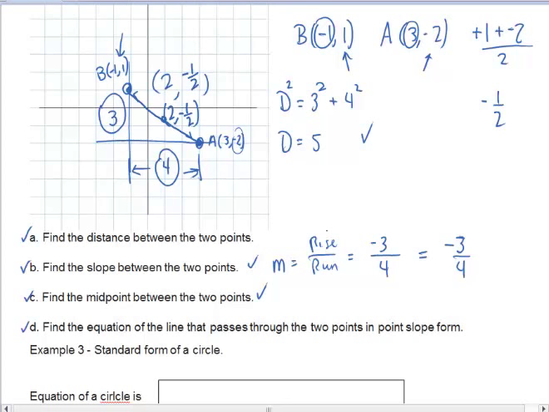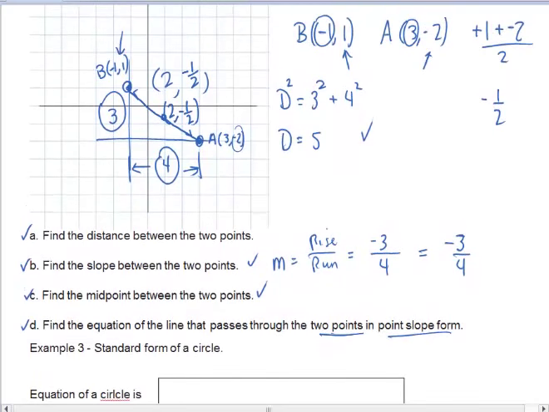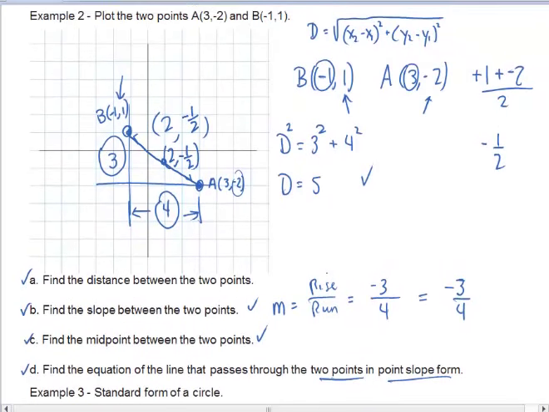those 2 points. The last part of the problem is, can you find the equation of the line that passes through the 2 points and put it in point slope form? So in order to do this, you would need to write out your equation in point slope form. y minus y1 equals the slope times x minus x1. This is called point slope form.